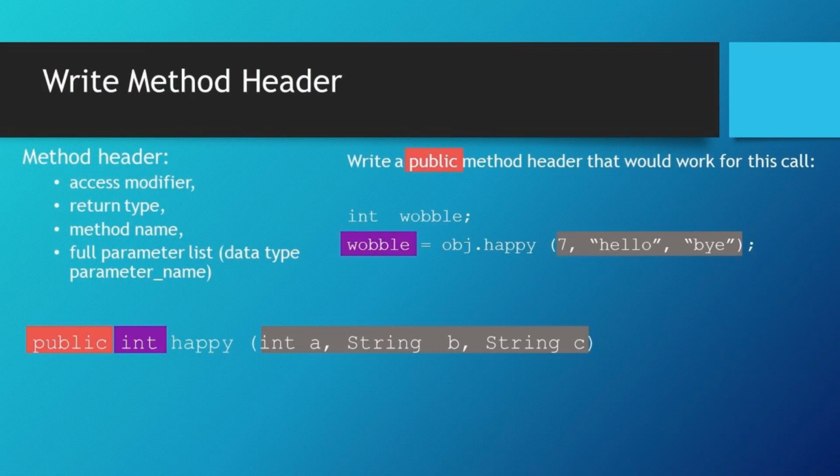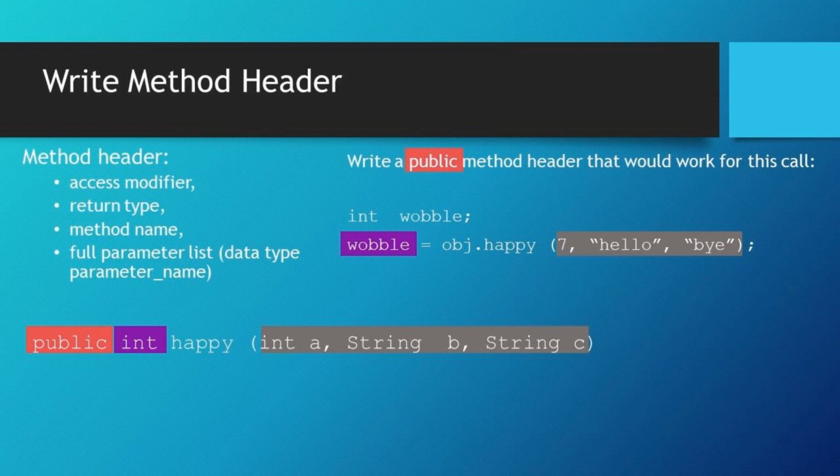When we look at the statement of the method call, we see that the method call obj.happy is assigning its result to the variable wobble. The variable wobble is declared as an integer, so the return type for the method happy must be an integer. The method name is happy because it comes after the obj dot and before the parentheses. The problem description told us to write a public method header, so the access modifier is public.